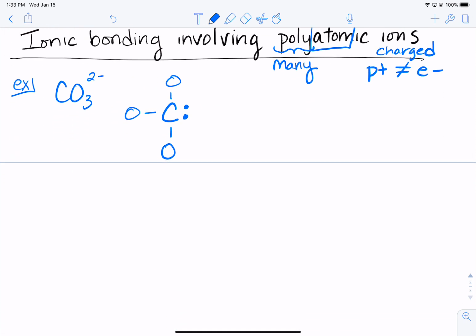What I'm going to ask you to do right now, while we're doing this lecture, go ahead and get your sheet out that you make your flashcards with, because it has all the list of polyatomic ions. And then I'd also like you to get out your periodic table. I'd like you to have those 2 things out while we're taking notes.